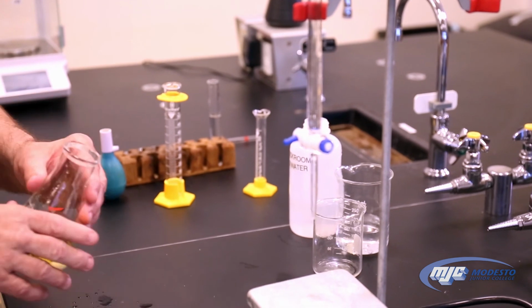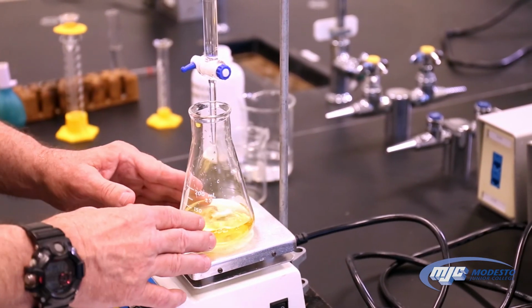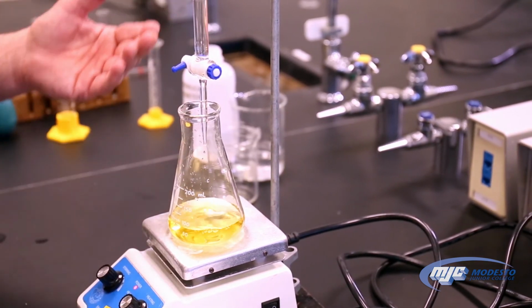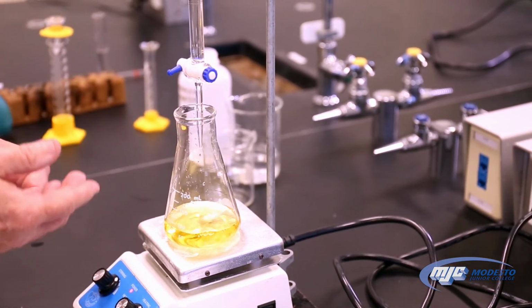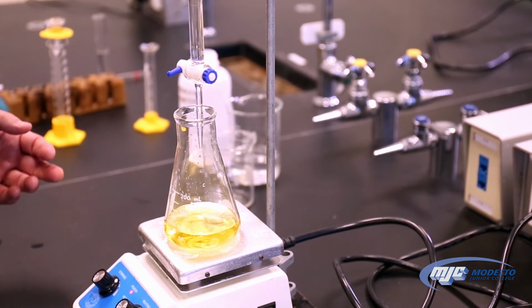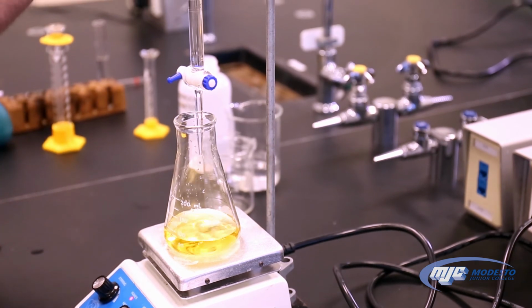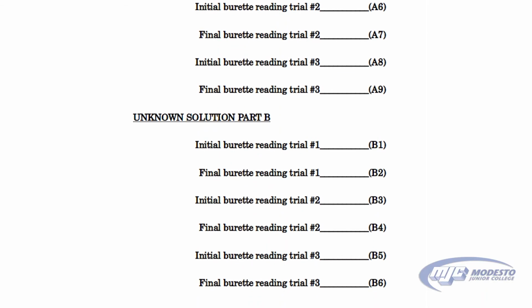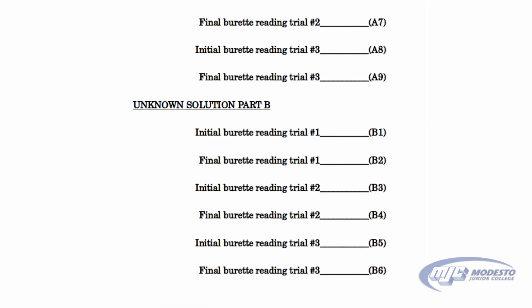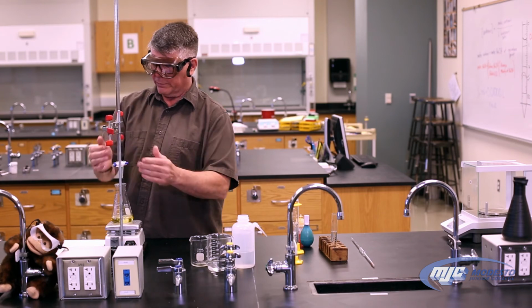Pop our magnetic stir bar in there, put it on the magnetic stir plate, and this is just like the first part. We're going to do the titration. When we get to the green color, we stop, making sure we record our initial volume and our final volume for each titration. So the first trial, the initial volume would be B1, and so now we've recorded that, we're ready to go. We're going to start the titration.